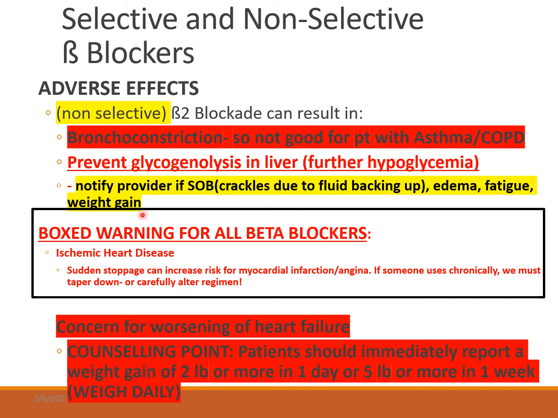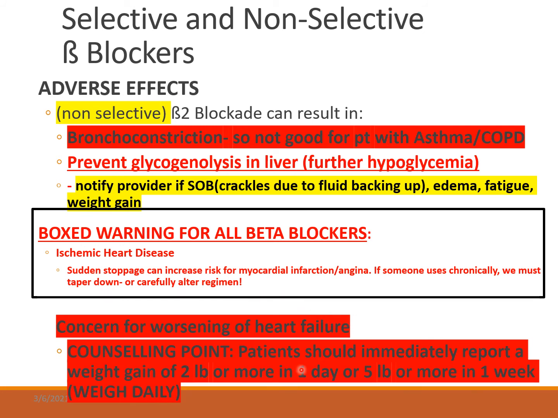What is the boxed warning for beta blockers? Very important. Boxed warning for beta blockers is ischemic heart disease. Now remember, beta blockers act on the heart. Okay, so it can cause ischemic heart disease. Sudden stoppage can increase the risk for myocardial infarction or angina. If the patient uses this chronically, then we must taper it down carefully. All right. Concern is for worsening heart failure.